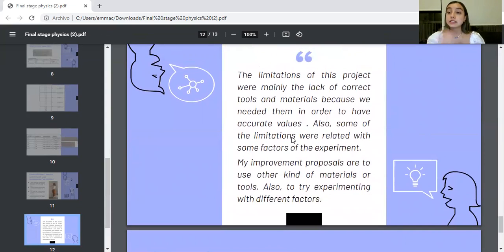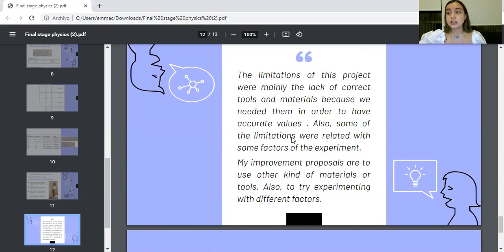Here I have the limitations, and mainly the limitation was the lack of correct tools and materials that we needed in order to have accurate values. Also, some of the limitations were related to the first of the experiments, the ones that I mentioned before. All of these were because of, for example, the chronometer. Of course, I used the one on my cell phone.